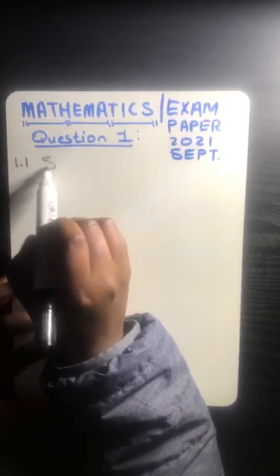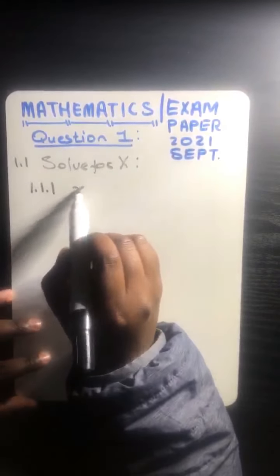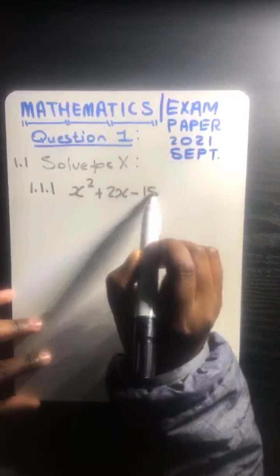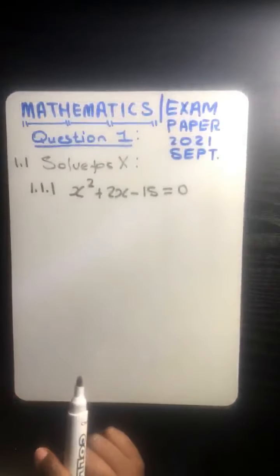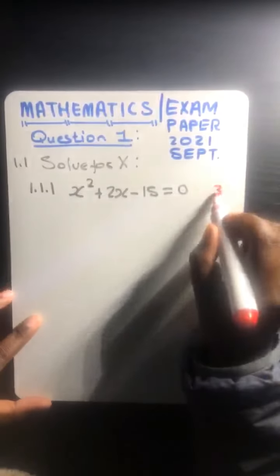Okay, so the first question being 1.1, it says solve for x. So there's nothing else that we're doing other than solving for x. Now let's have a look at 1.1.1. The question that we're given is x squared plus 2x minus 15, and this is equals to 0. This question is allocated 3 marks.